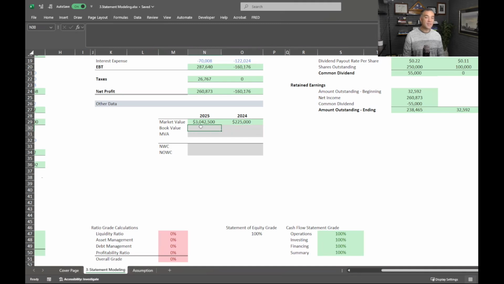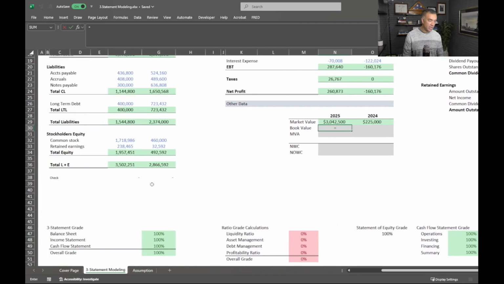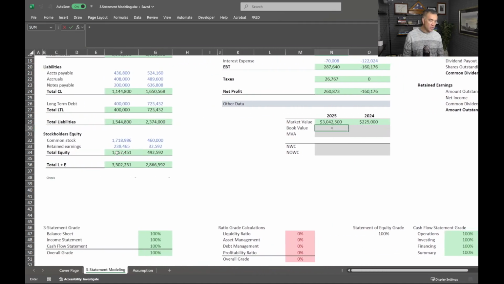Next, we want to know what is the book value. Well, the book value is the total equity of the company. The book value is the total equity on the balance sheet. Market value is what people are willing to pay. Book value is total equity. So I'm going to go to that. I'm going to drag that over. Oh, if you ever make a mistake, like I just did, hit Control Z, it backs it up. So you don't have to worry about it too much.